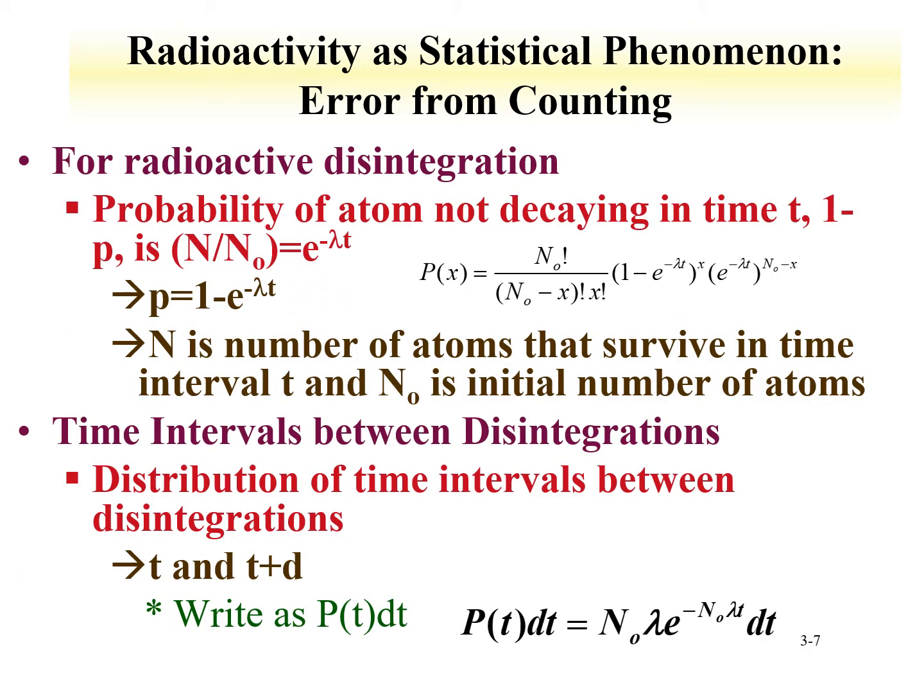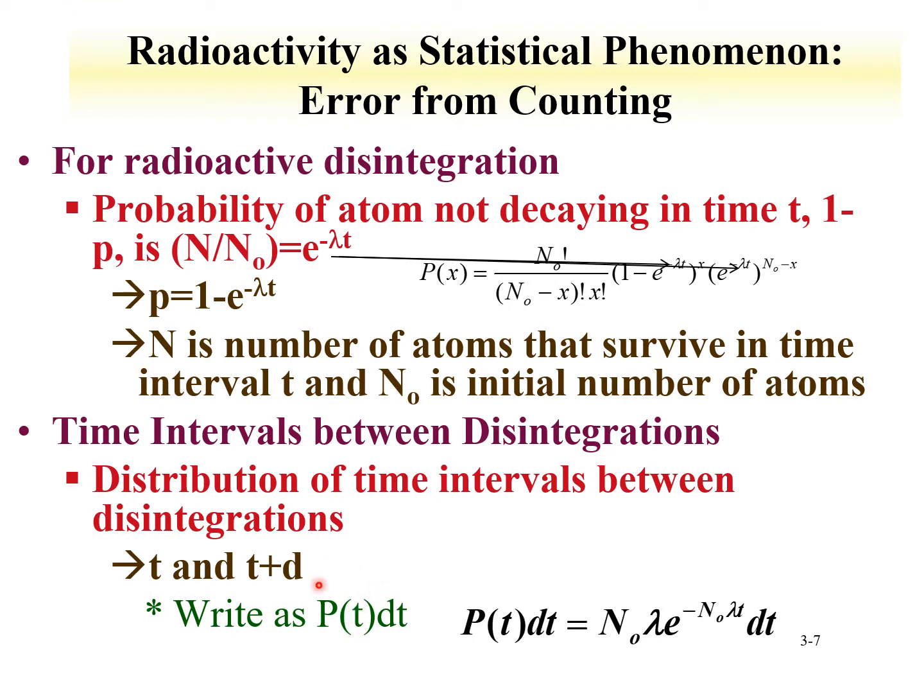As we discussed earlier, the probability of an atom not decaying in time t is this equation. We've already discussed it. It's a fundamental equation. And this e to the minus lambda t can be expanded out into our probability equation, where the probability is now replaced by e to the minus lambda, 1 minus e to the minus lambda t. N is the number of atoms that survive in this time interval, t, and n naught is the number of initial atoms. So the time interval between disintegrations is listed as t to t plus dt.